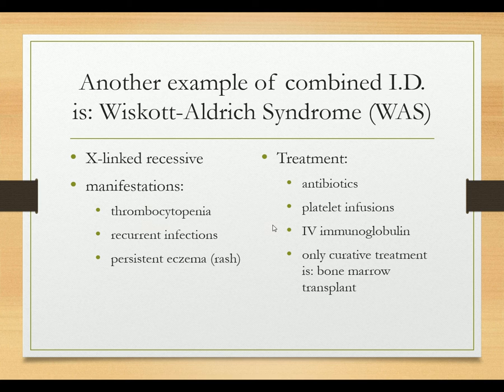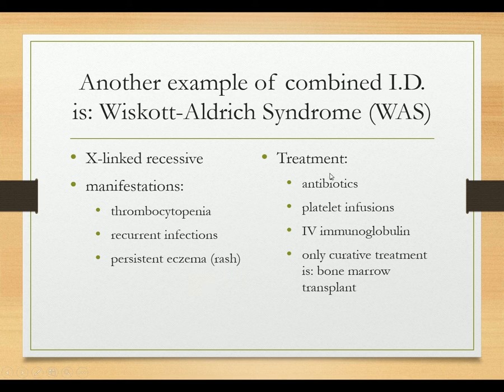Recurring infections, chronic otitis media, herpes, and sinusitis, just all kinds of things they get. And then persistent eczema or rash that appears particularly by a year of age. Usually it involves the antecubital space, the popliteal fossa, and they get a lot of cellulitis and abscesses. So these are the three main manifestations.